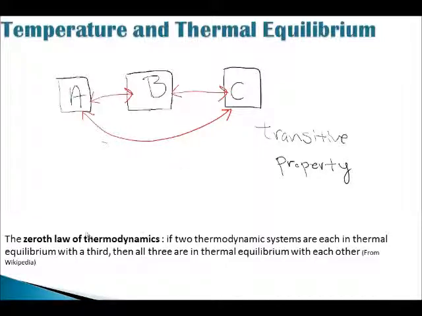Okay, and this is what's known as the zeroth law of thermodynamics. So if two thermodynamic systems are each in thermal equilibrium with a third, so these two are both in equilibrium with this guy, then all three are in thermal equilibrium with each other. Now this is called the zeroth law, because before this they had made the first and second laws, and they came up with this law. Instead of calling it the third law, they called it the zeroth law, because they decided that it was more fundamental and more important than the first two. Not more important, wrong word there, but it was more fundamental, and the next two laws kind of relied on this law. Okay, so that's the zeroth law of thermodynamics, and it's really important.